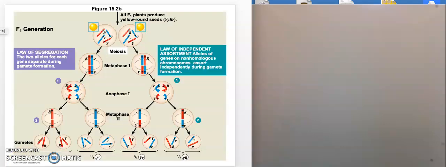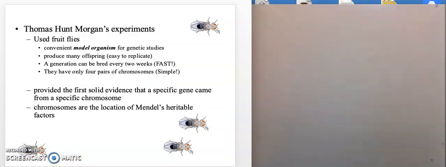These two laws together take parents that are heterozygous at two different loci on two different chromosomes and can go through meiosis to produce four unique gametes that have different combinations, either dominant with dominant, recessive with recessive, or one dominant with one recessive, and one recessive with one dominant. But the understanding for how this happens didn't come together until the Thomas Hunt Morgan experiments.